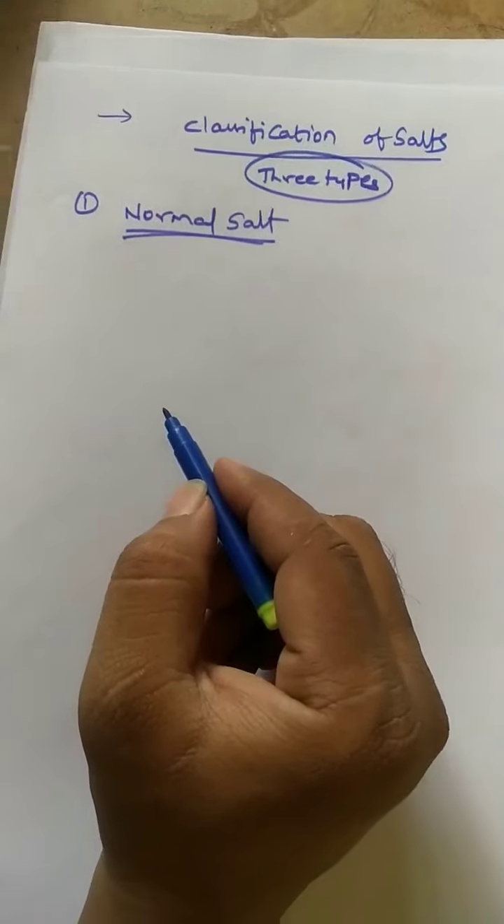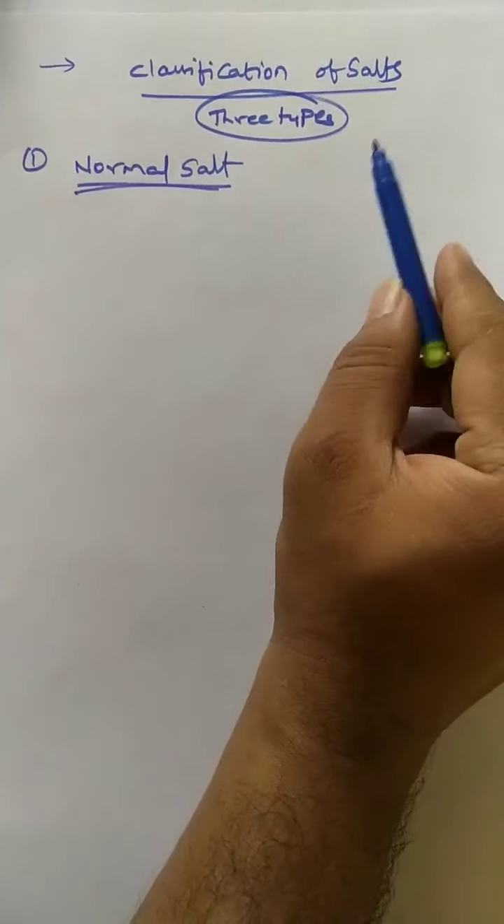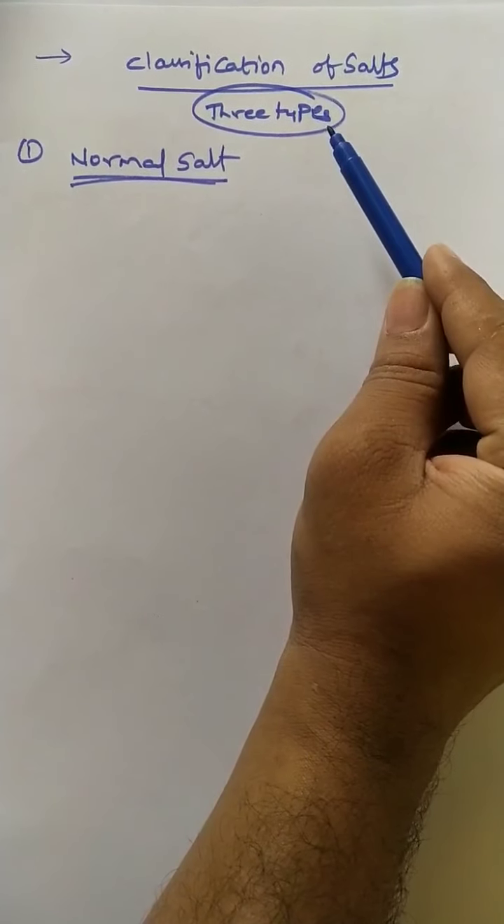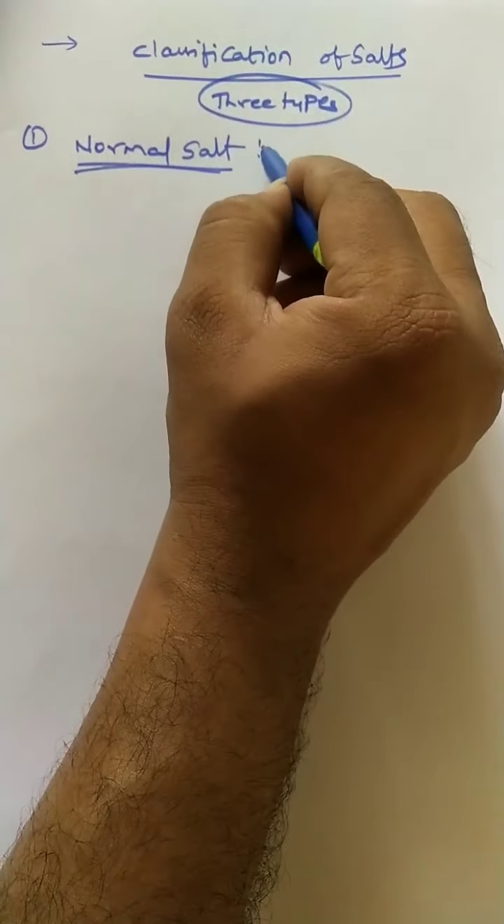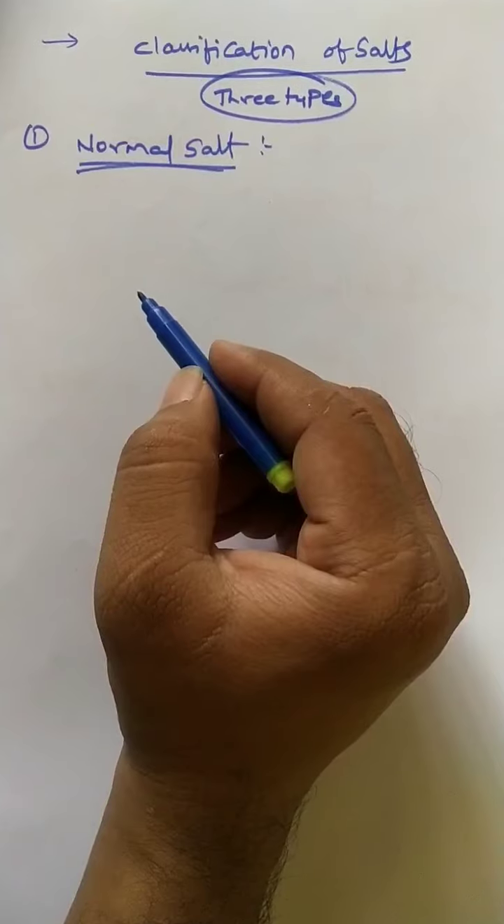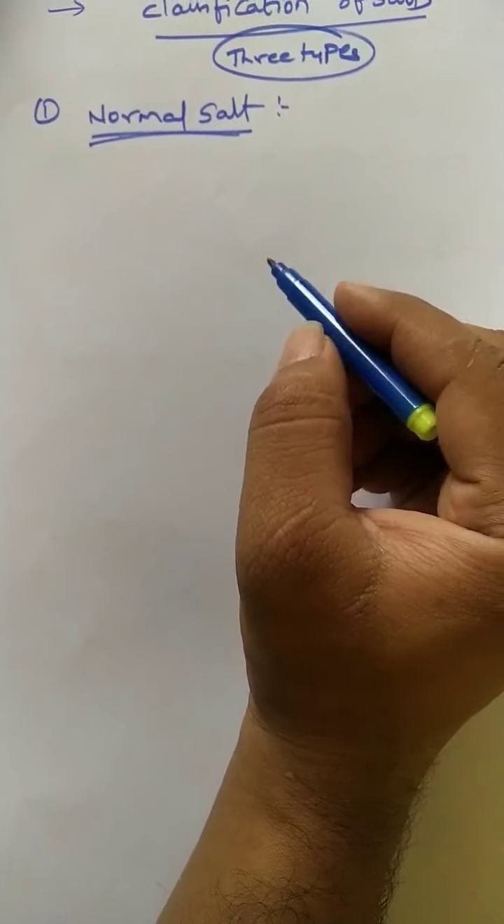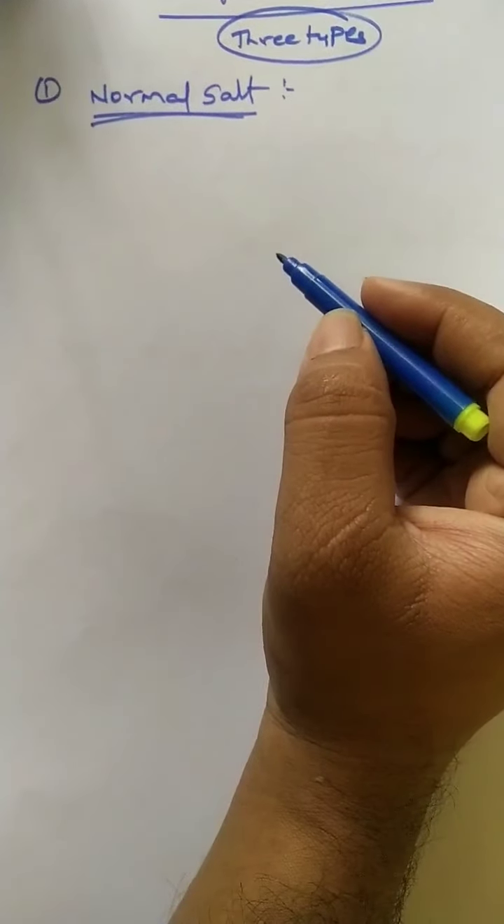So what is this normal salt? On what basis are we classifying the salts here? On the basis of chemical formula, salts are classified into three types. First one, normal salt. It is the one which doesn't contain any ionizable hydrogen atom or hydroxyl group.